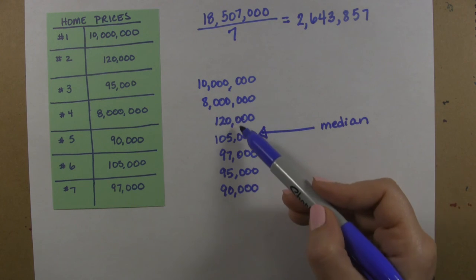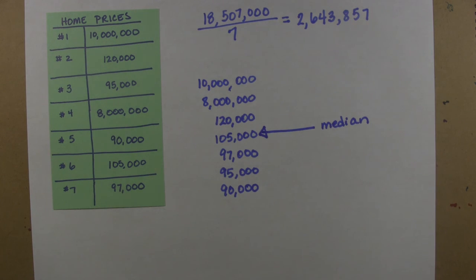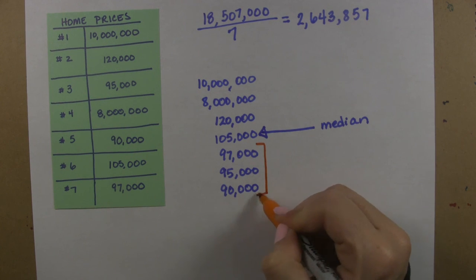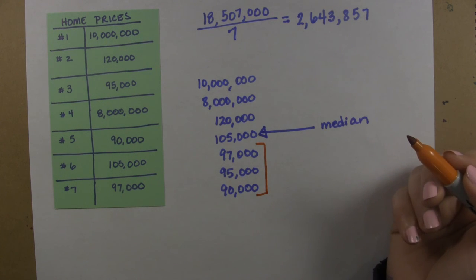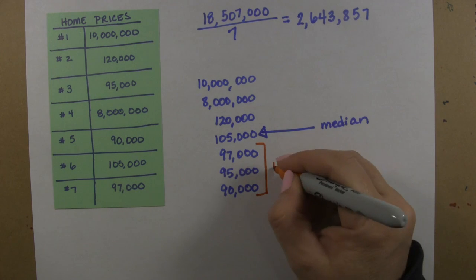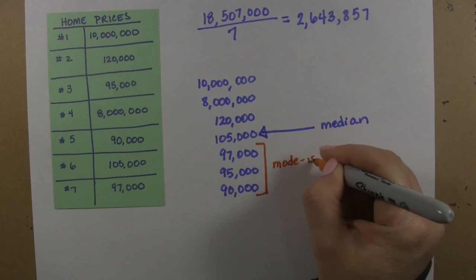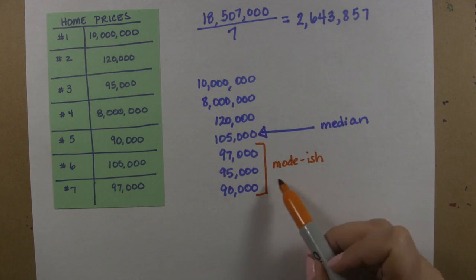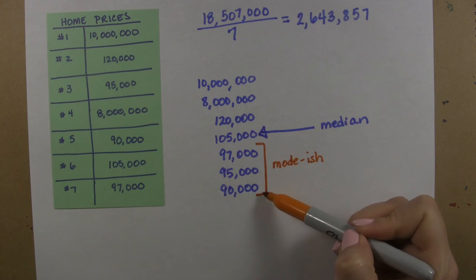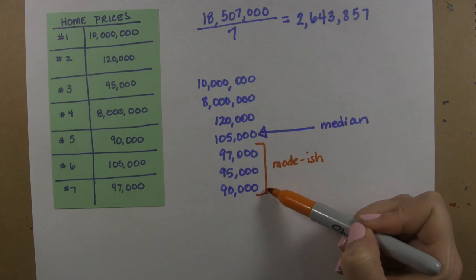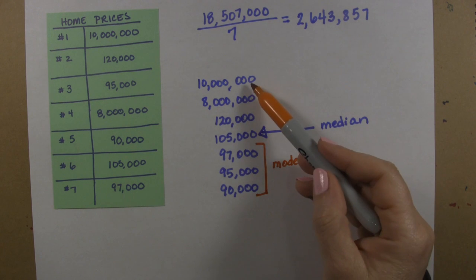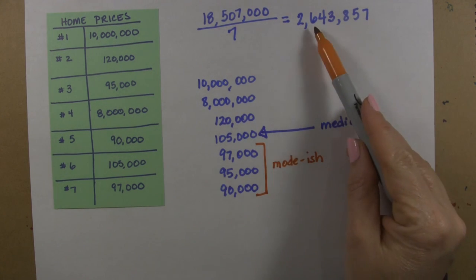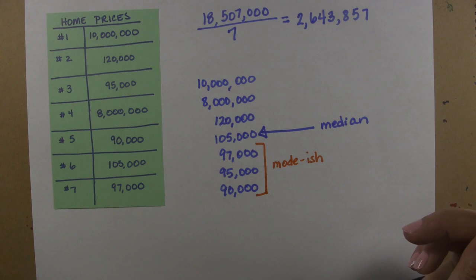Now, we don't have a mode in this situation because we don't have any numbers that repeat themselves. But I will say, look at, we have 3 of them in the 90s. So I'm going to call this mode-ish. That is not a mathematical term. I totally just made that up. But you can see that 3 of them are way down here in the 90s, which is very different than $10 million or $2.6 million.